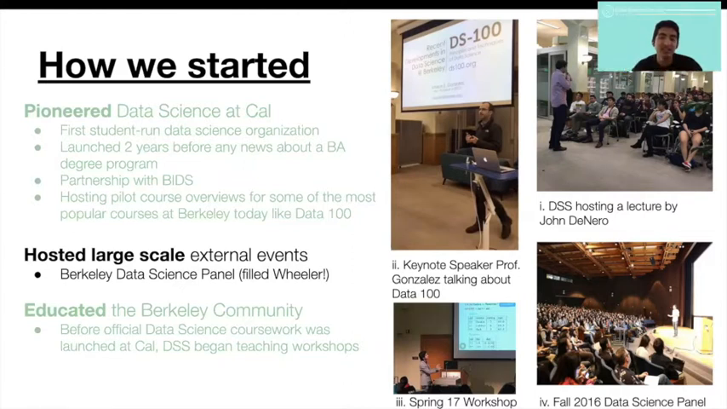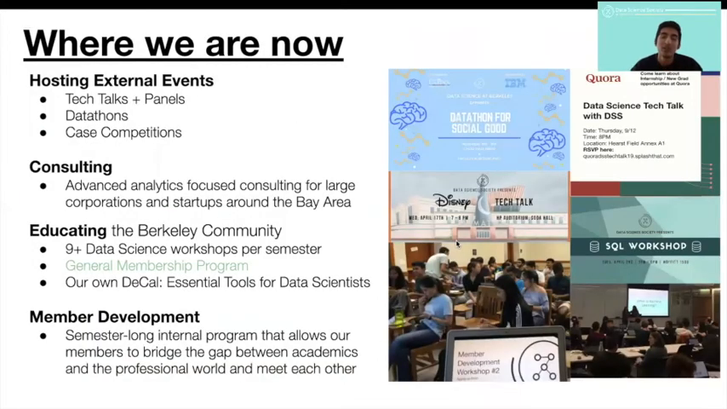The next thing we did when we started was we hosted this large scale external event such as the Berkeley Data Science panel. We filled Wheeler all the way. And when we started, our mission was to really just educate the Berkeley community on what data science is and how you can learn more about it. So where are we now?